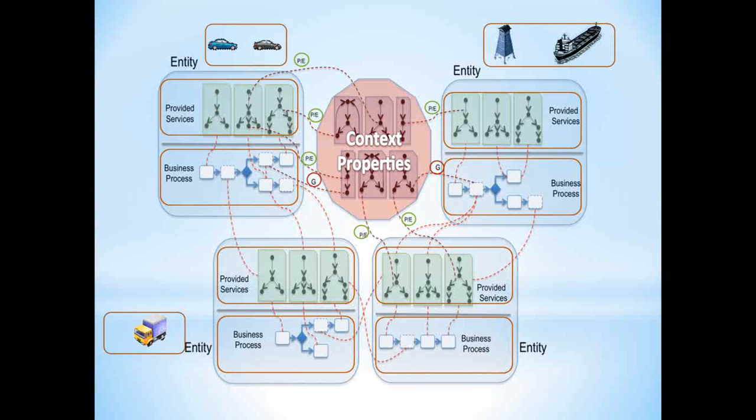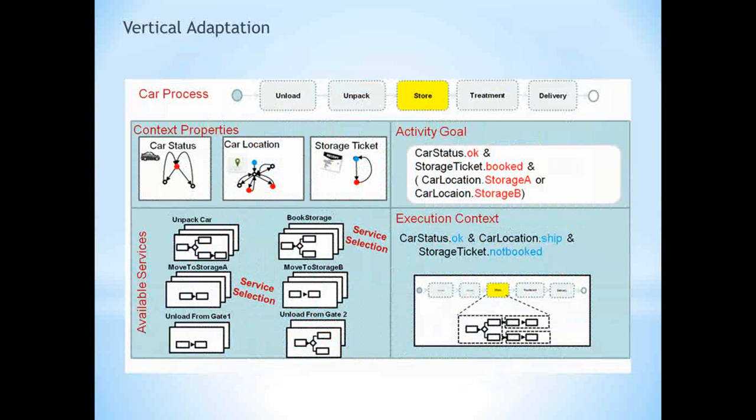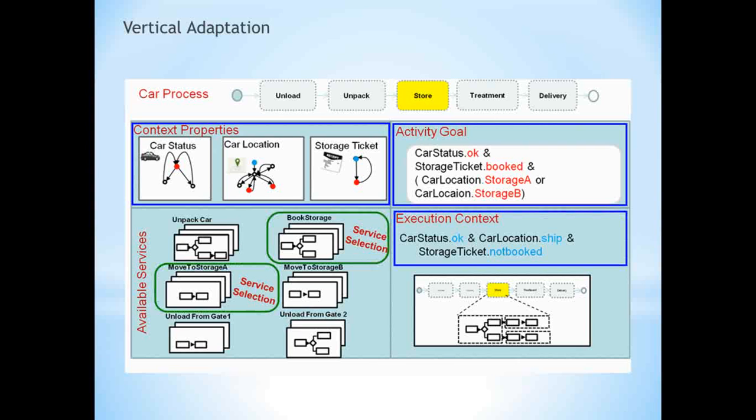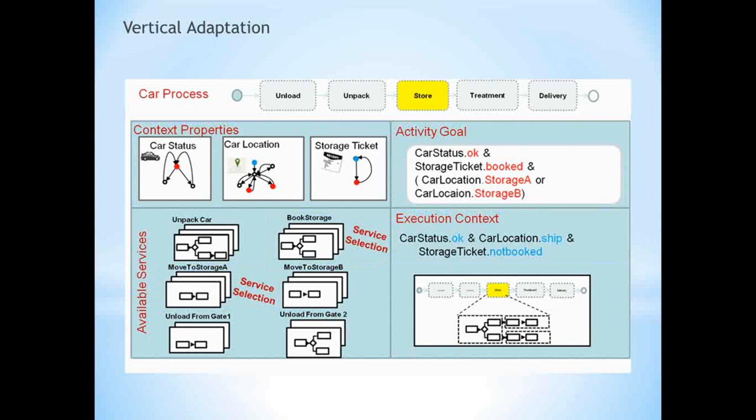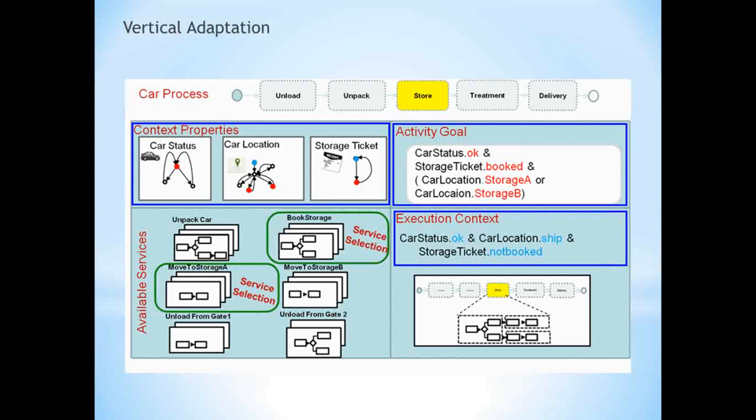Each of these entities provides its own business process plus a set of services. The process can contain a set of abstract and concrete activities. The framework supports two types of artificial intelligence planning based dynamic adaptation, vertical and horizontal. The aim of vertical adaptation is to refine abstract activities of a process by automatically composing available services and obtaining a concrete process that can be executed.